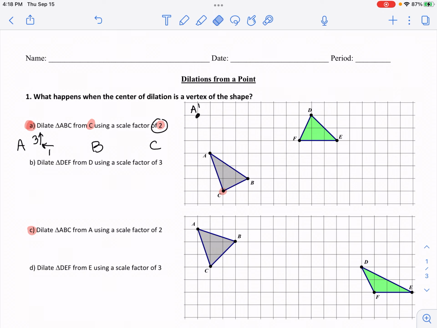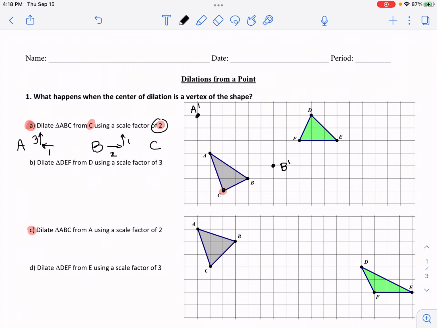Okay. Next one. To get from C to B, I'm going 2 right and 1 up, right? As we go 2 to the right and 1 up, multiply by 2, it's now no longer 2 to the right, it is 4 to the right and 2 up. So 4 to the right from C, 1, 2, 3, 4, 2 up. It should be right here. This is B prime.